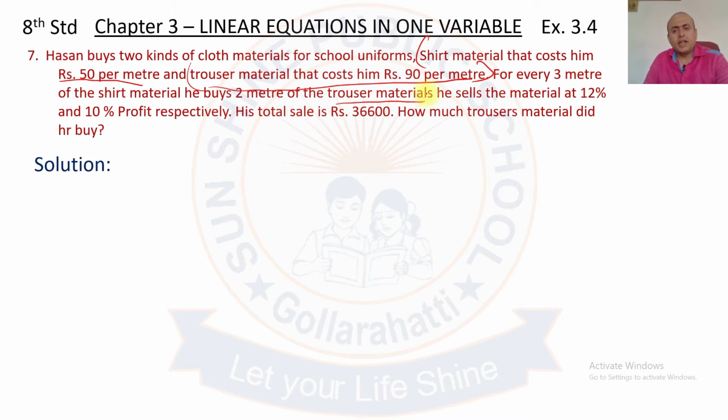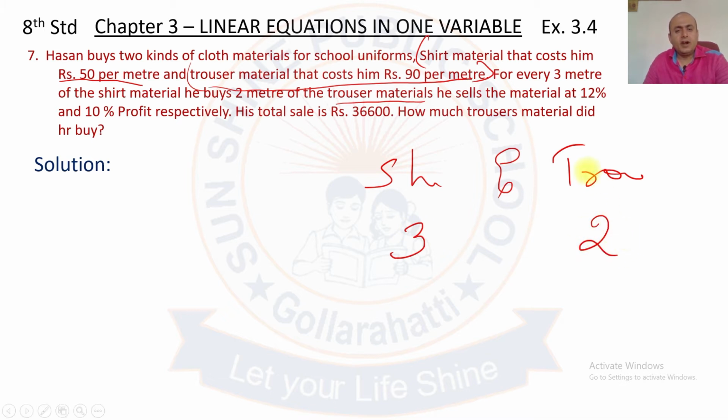Here they have not given how much shirt and trouser material he will buy, but they are given in a ratio: for every 3 meter of shirt material, he buys 2 meter of trouser material. He sells the material at 12% and 10% profit respectively. So he will sell the shirt material and the trouser material at 12% and 10% profit.